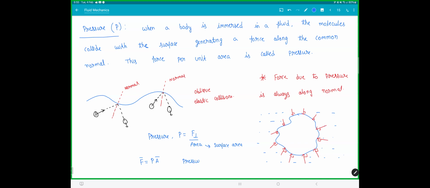I'll tell you what it means. Remember, area is a vector. A cross B. Remember, it was a pseudo vector. Area of a parallelogram. This is your definition.